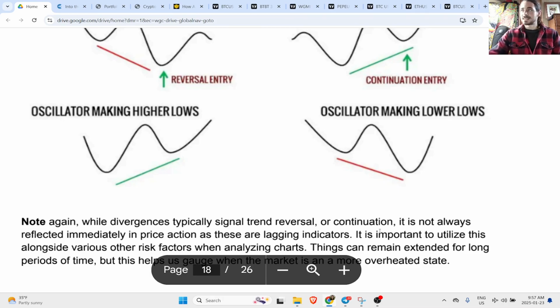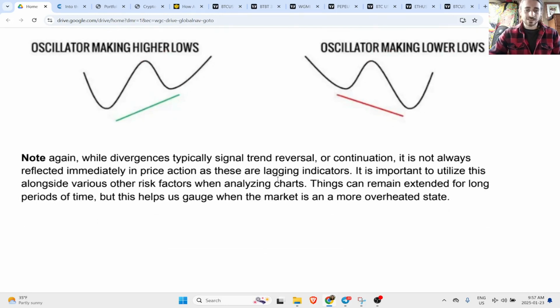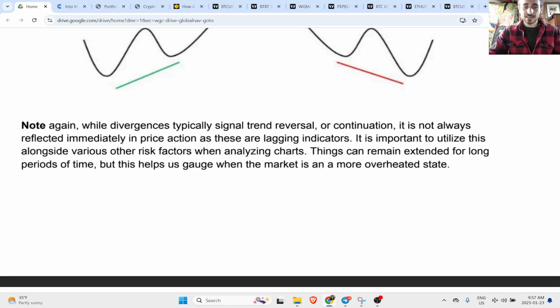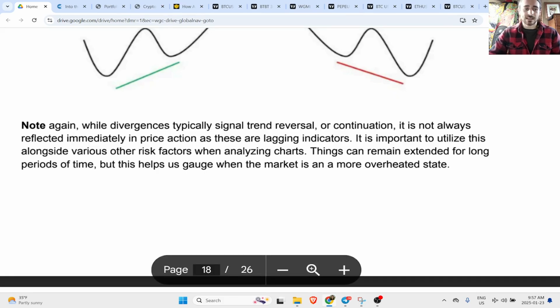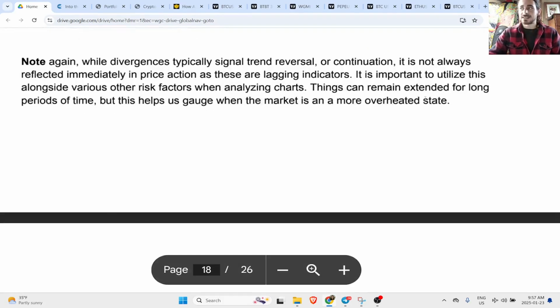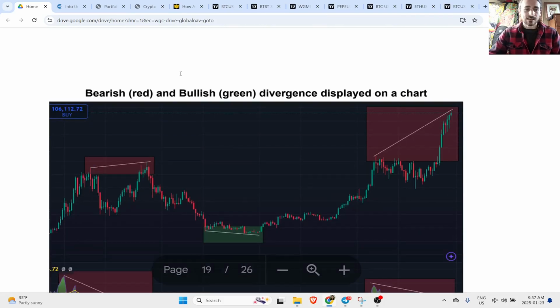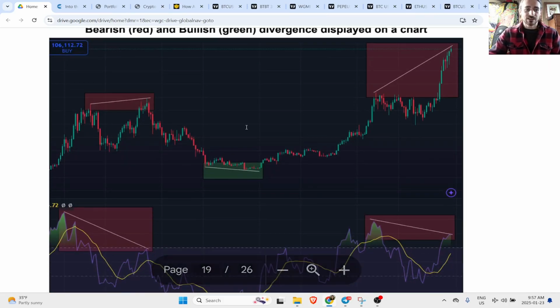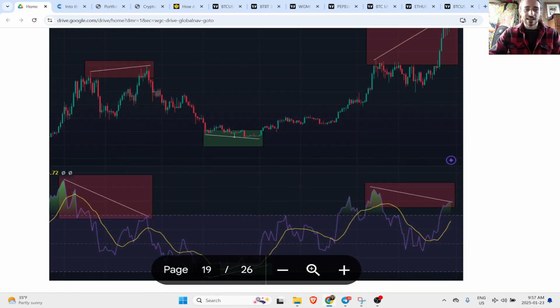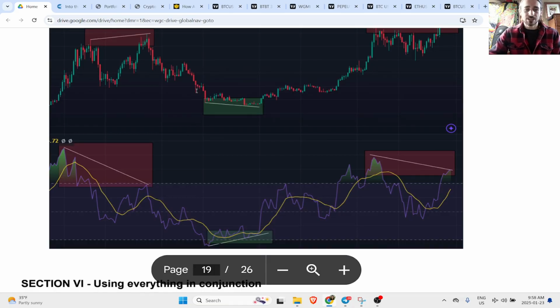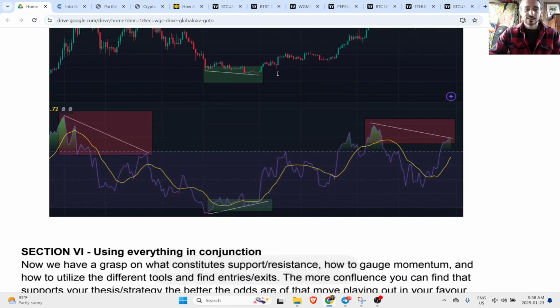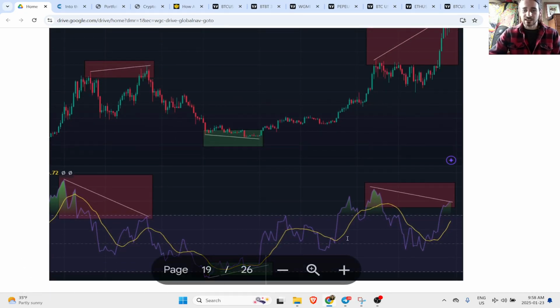These are lagging indicators. It's important to utilize them alongside the other risk factors when looking at charts. Things can remain extended for a long period of time, but this helps us gauge when the market is in more of an overheated state. So looking here, the bearish divergence is marked in red. You can see it right before our downtrends, and then you see the bullish divergence marked in green right before our uptrends. And then, another bearish one there.